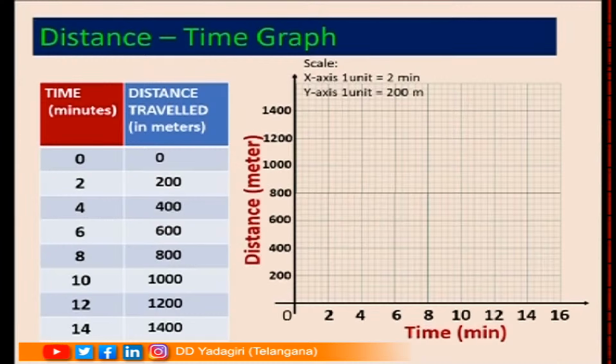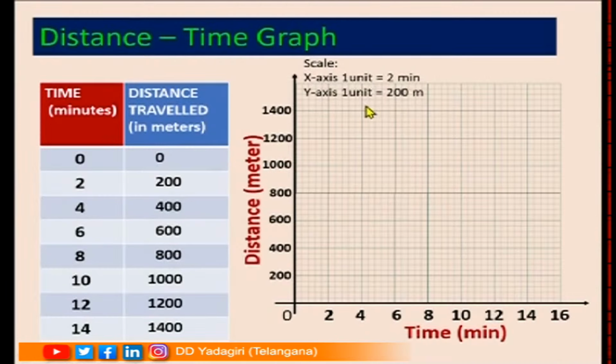Now the time values, that is 2, 4, 6, 8, 10, 12, 14 and 16. And distance values 200, 400, 600, 800, 1000, 1200 and 1400. So here I took the scale. Scale means for every unit how much value you are taking. That is, along the x-axis 1 unit equals 2 minutes. Means for the next unit it will be 4, for the next one it will be 6. Every unit is taken as equal to 2 minutes.